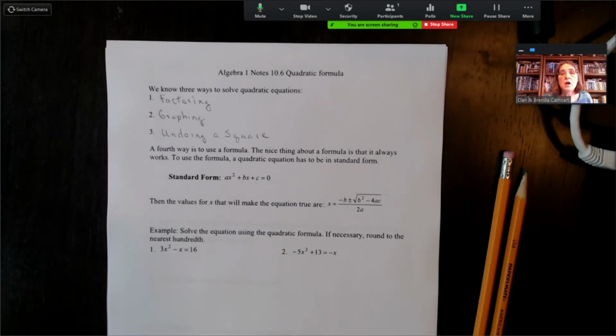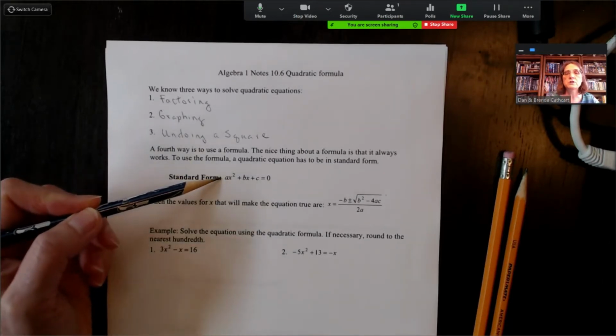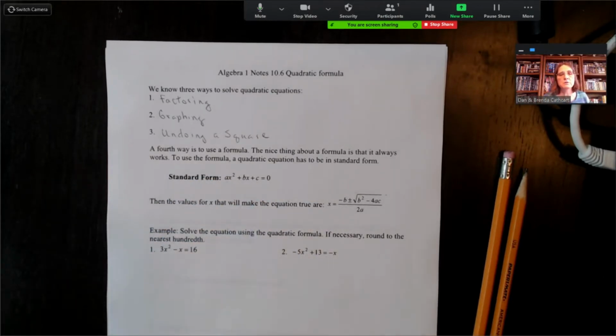So in order to solve a quadratic equation using the quadratic formula, the first step we need to do is to make sure that the equation is in standard form, which is one side equal to 0. So in question number 1, we want to solve the equation using the quadratic formula, and if necessary, we're going to round our answers to the nearest hundredth.